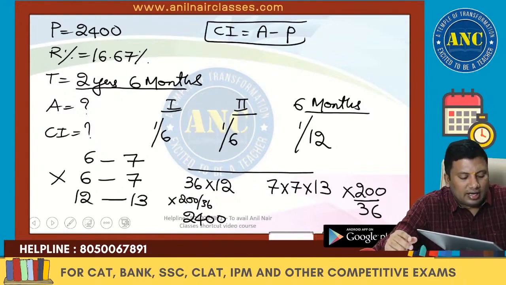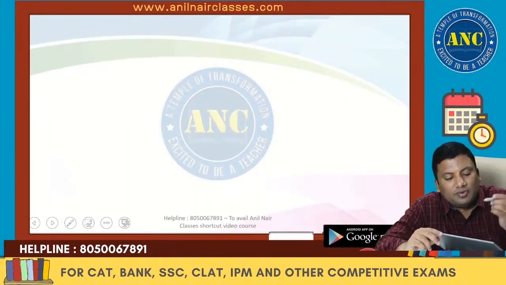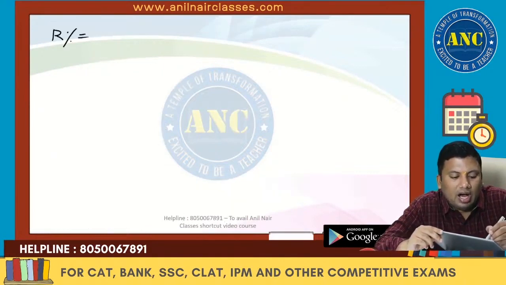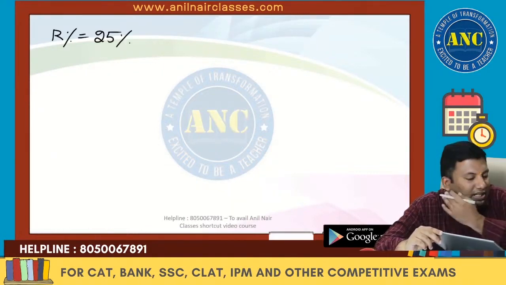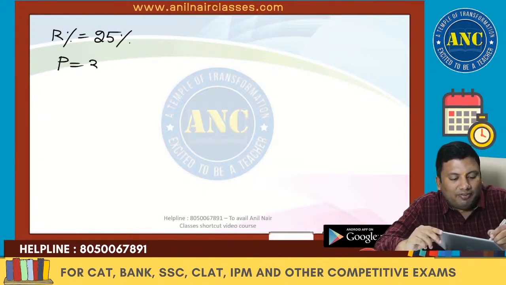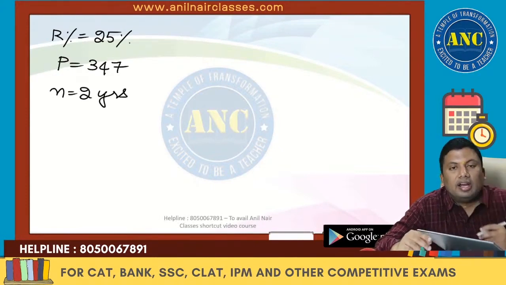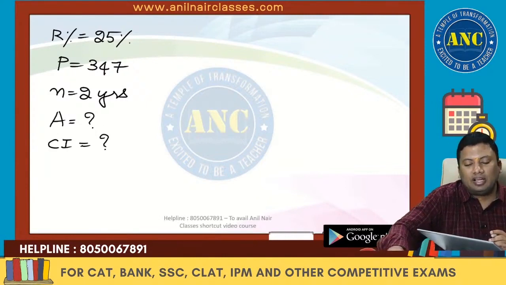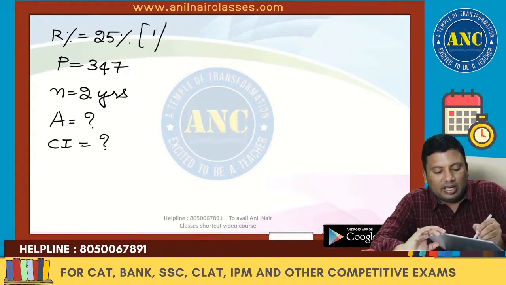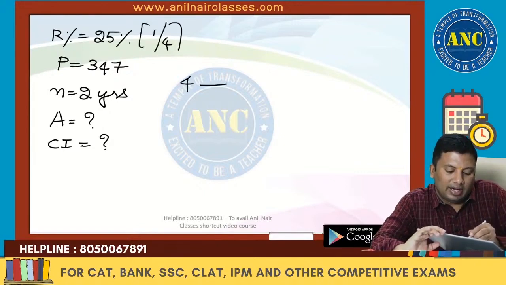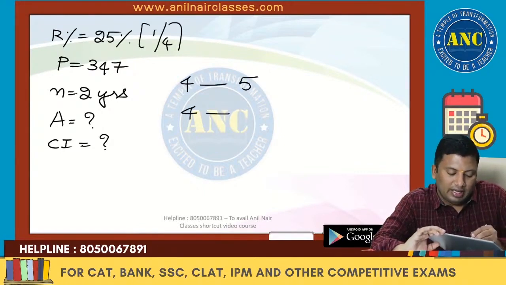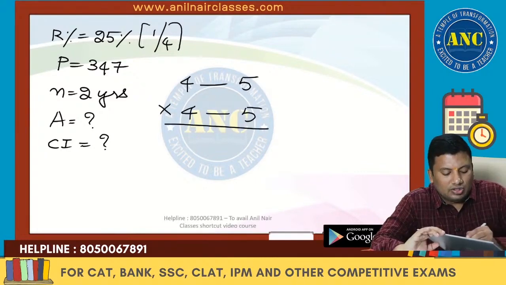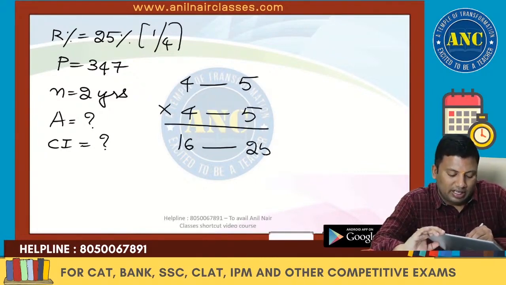Next one. Now see here, there is a catch. What is that catch? We will see. Suppose R percentage is 25 percentage, principal is 347, N is 2 years. Find the amount and find the compound interest. 25 percentage is 1 by 4. 4 with one increase is 5. So 16 becomes 25.